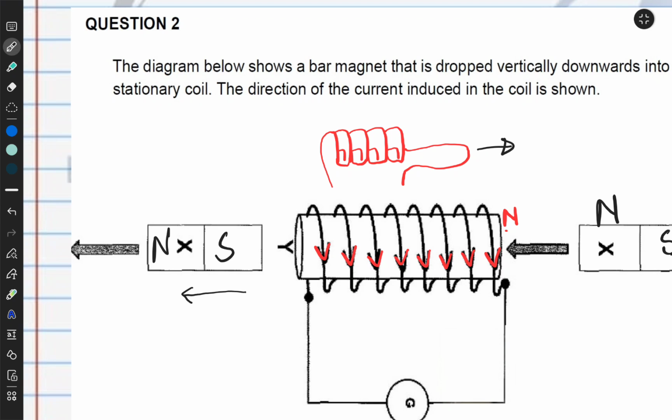So what does that mean in simple terms? It means as I pull the magnet away from the coil, the coil or the solenoid wants to pull the magnet back inside. So I'm moving the magnet away from the solenoid, and the solenoid says, no, no, no, I want my magnet back. The solenoid tries to pull it back.